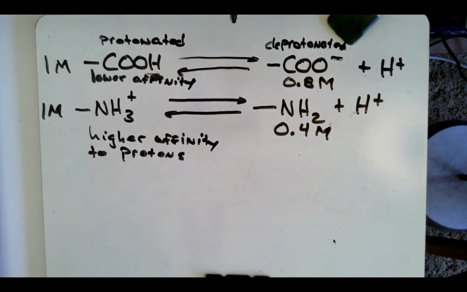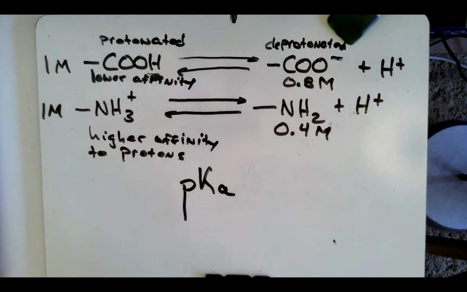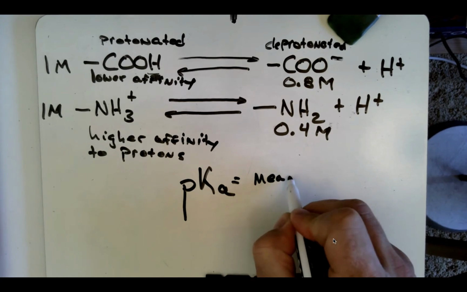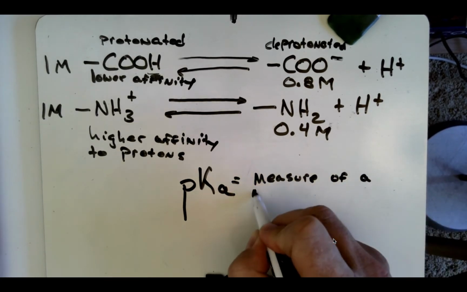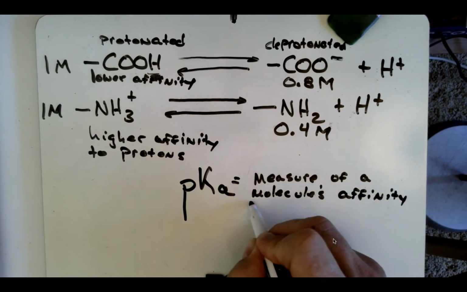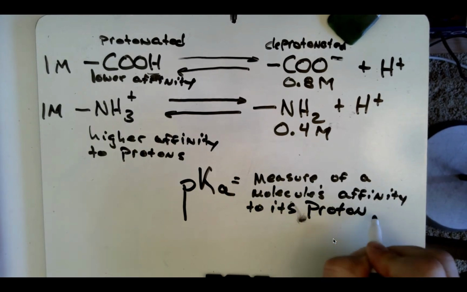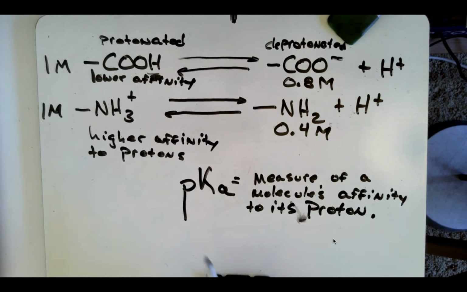Okay? Now that affinity, that characteristic of a molecule that defines how well it holds on to its proton or how easy it drops that proton when put into an aqueous solution, the value that we are going to look at and that we're going to work to define over the next couple slides is called pKa. And that is a measure of a molecule's affinity to its proton, okay? So that's what we're going to work to define over the next few slides.